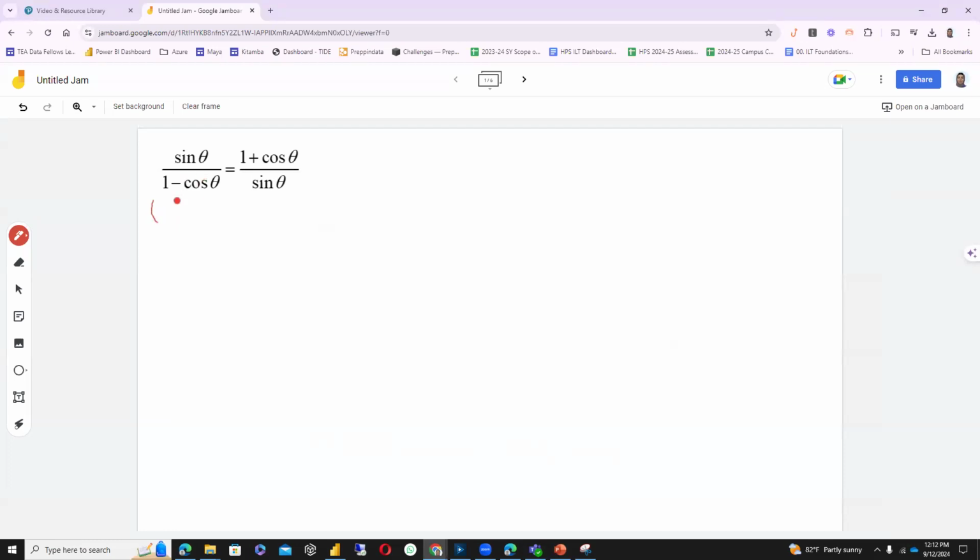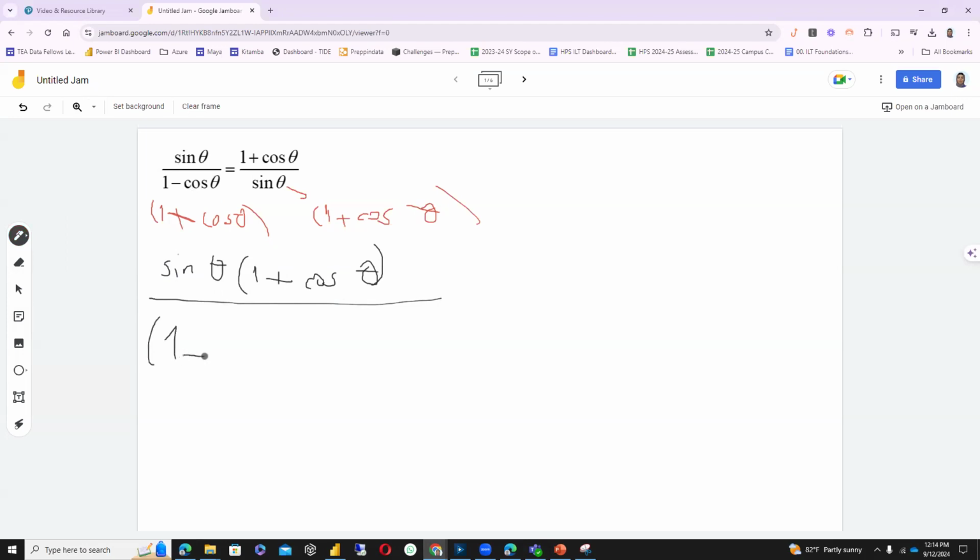So we're going to multiply the first part by 1 plus cosine of theta. I'm multiplying one side of the equation, so I have to make sure that I'm also multiplying the other side of the equation. So this is also 1 plus cosine of theta. Here, we have to multiply numerator and denominator. The numerator is sine of theta, multiplied by 1 plus cosine of theta. And then the denominator is the 1 minus cosine of theta we already had here, multiplied by 1 plus cosine of theta.